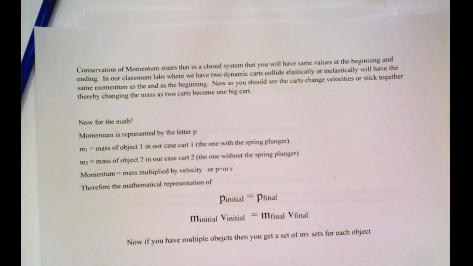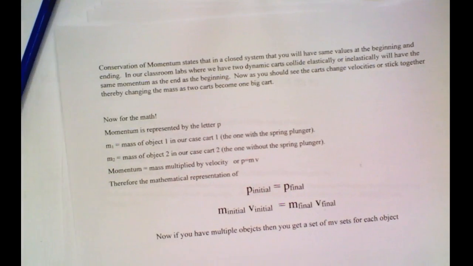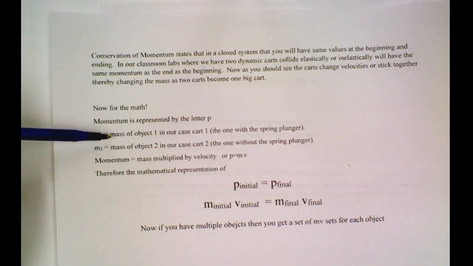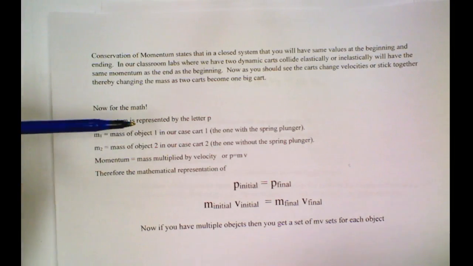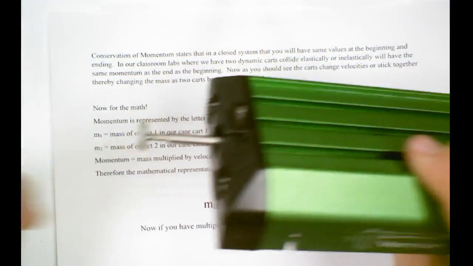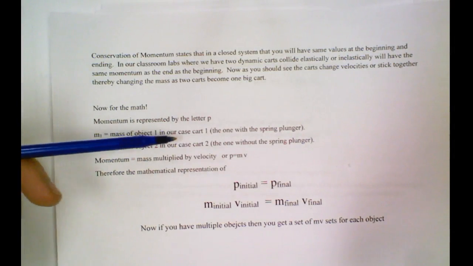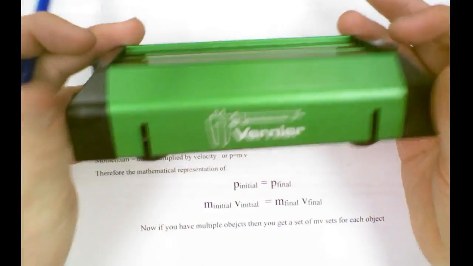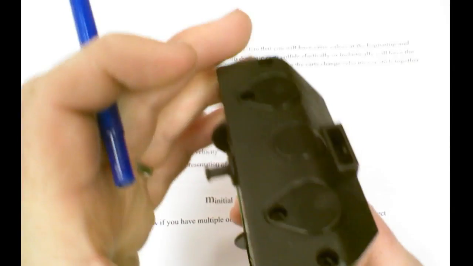Now for the math. As you can see, momentum is represented with the letter P. M sub 1 means the mass of object 1, in our case the one with the spring. So mass 1, in our case, is cart 1. Mass 2 is object 2, in our case, cart 2, no spring plunger.